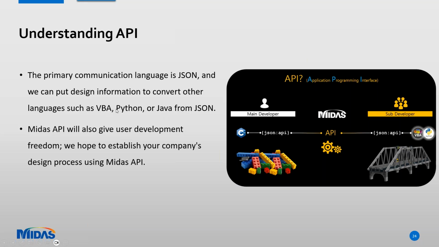So MIDAS API will also give the user development freedom, and we hope you establish your own company's design process using the MIDAS API. So here, the main developer, through this particular JSON API, will link with MIDAS Civil Linux. It can be any other software as well, and then we will connect them through other software, we can say VB and Python.